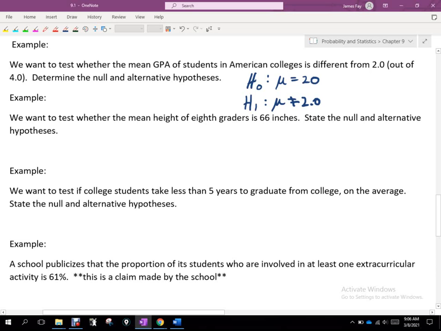Say again? Oh, I'm sorry. Is that pretty easy to identify the hypotheses?